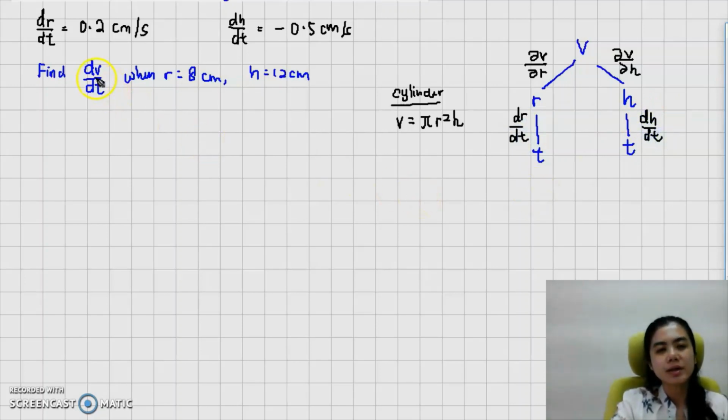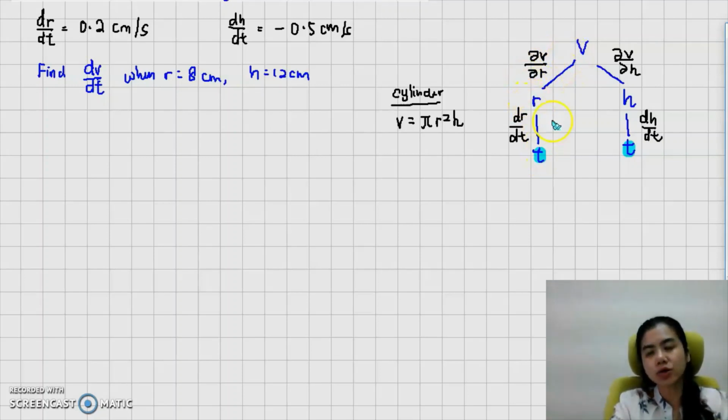Okay, if you look at here, the thing that we are interested to find is dV/dt. So you're going to begin from here, and you're going to end with t. I'm not going to write the chain rule because I know that I have to multiply the partial derivatives along the branch. So the first thing I'm going to do is find the partial derivatives before I write the chain rule. So let's just find out what is ∂V/∂r first.